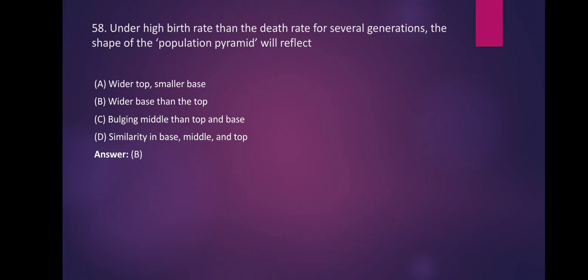Under a high birth rate than the death rate for several generations, the shape of the population pyramid will reflect: option A, wider top, smaller base. Option B, wider base than the top. Option C, bulging middle than top and base. Option D, similarity in base, middle and top. Here the correct answer is option B, that is wider base than the top.